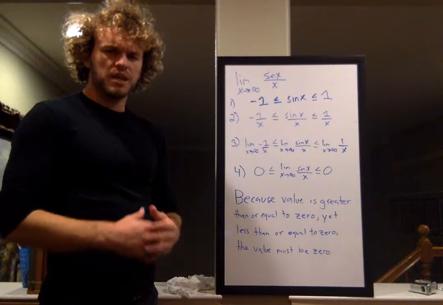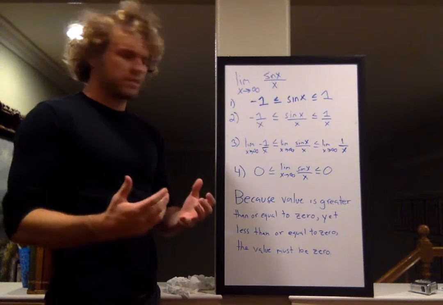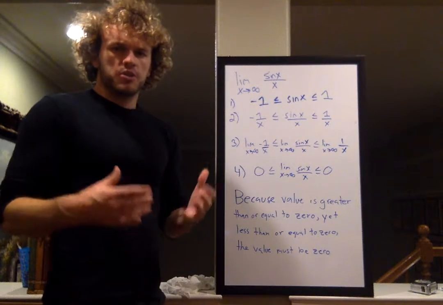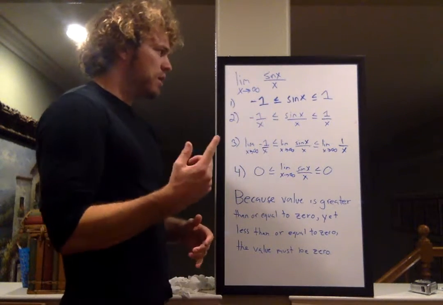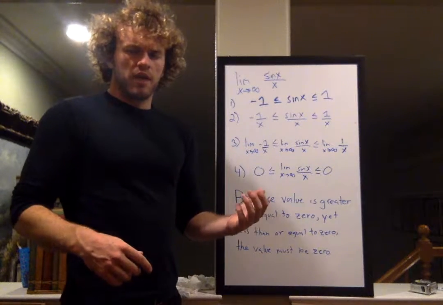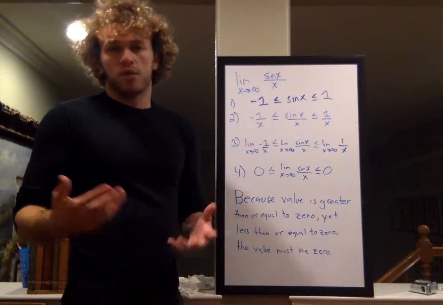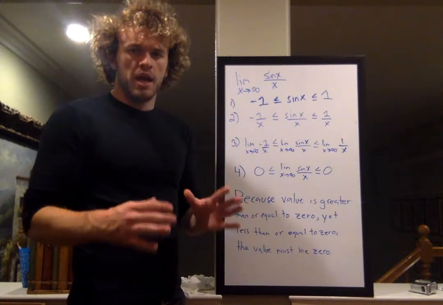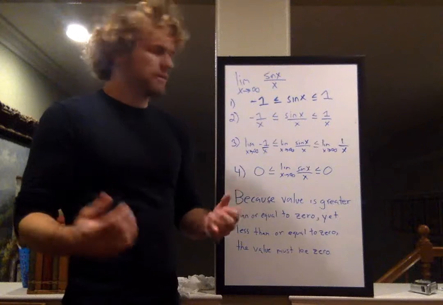And so the way the squeeze theorem works is you have to first set a boundary. So we know that the function sine of x is going to be less than or equal to 1, and it's going to be greater than or equal to negative 1. So that's the boundary in which sine of x lies.